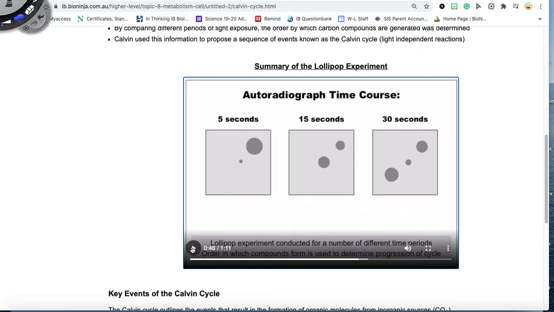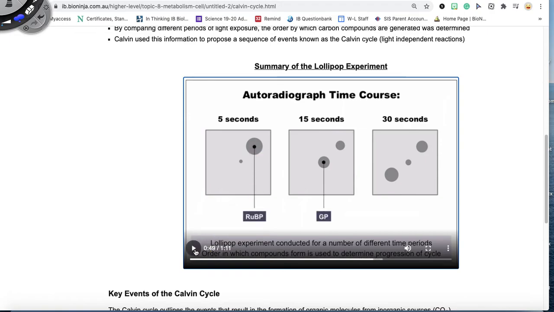So there you have the radioactive compounds, or the carbon-14. And this is what was shown through the course of time. So if you stopped the experiment by adding alcohol at 5 seconds, you would see this. If you stopped it after 15 seconds, you would see this. And if you stopped it after 30 seconds, you would see this. So then what does that mean?